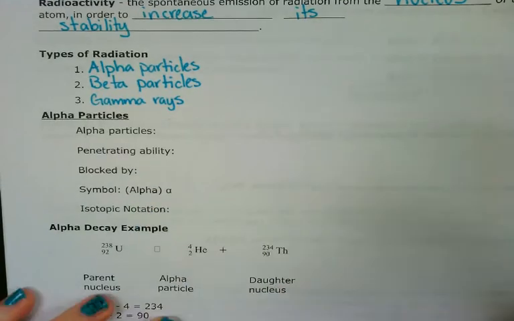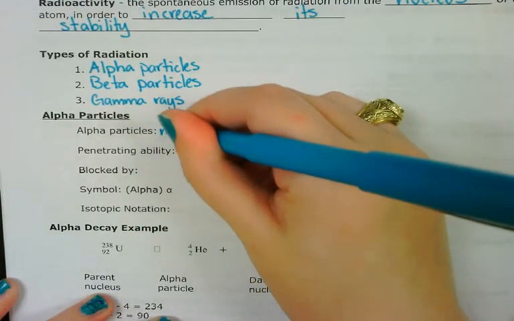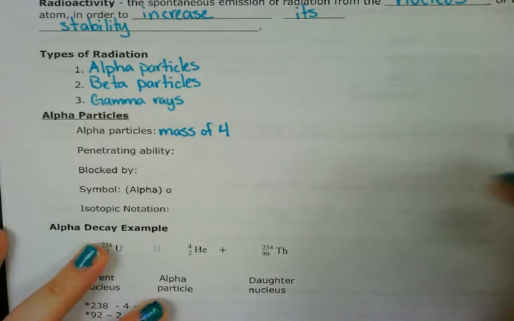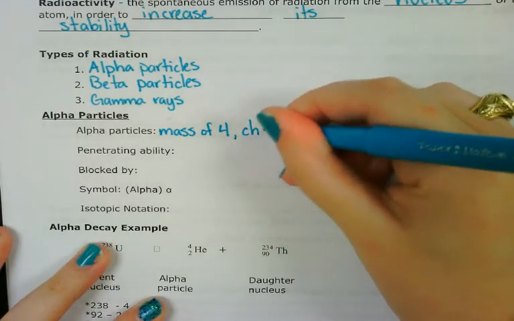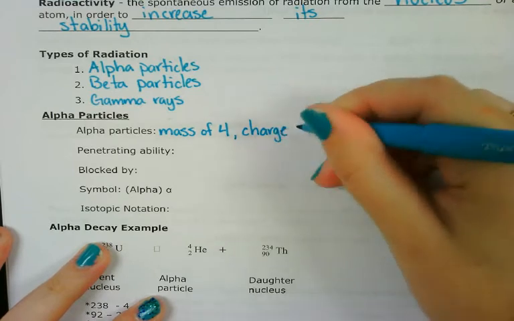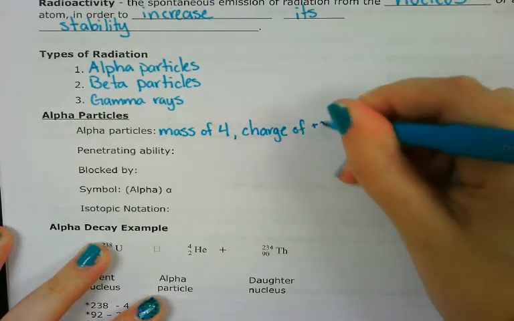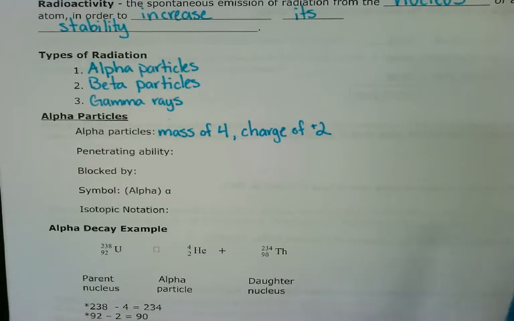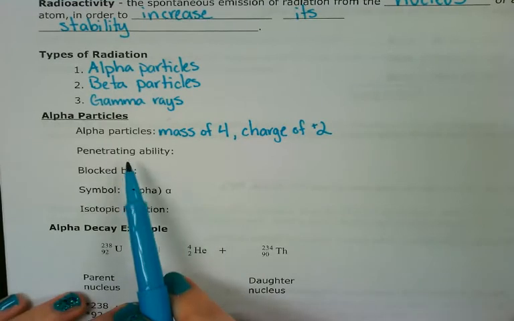Alpha particles are particles that have a mass of 4 and a charge of positive 2. So think of it like helium. That's what we'll see down here.